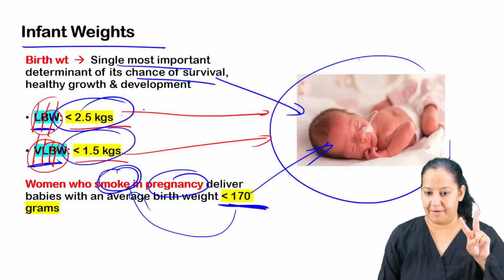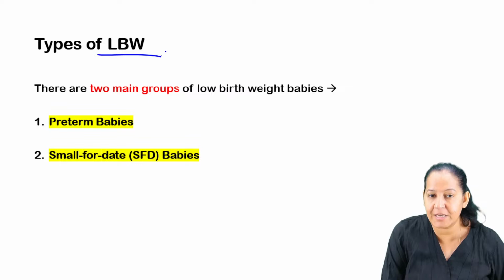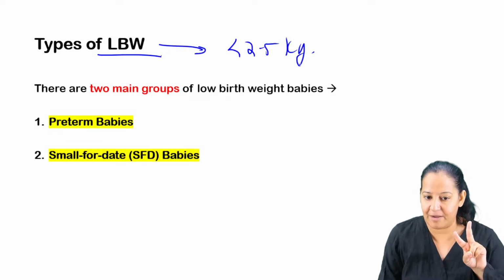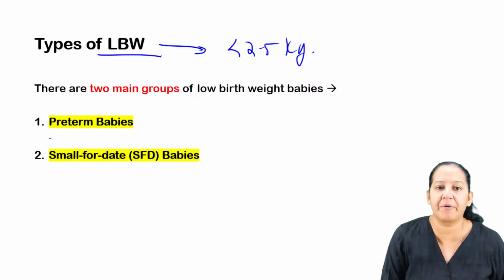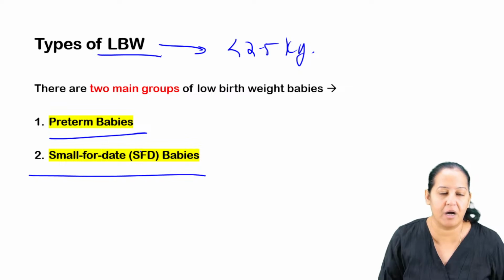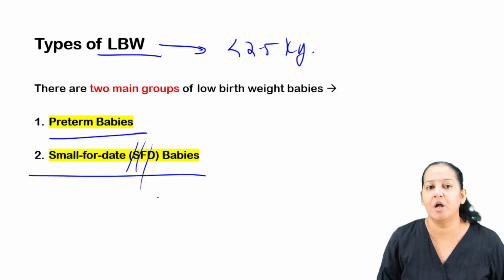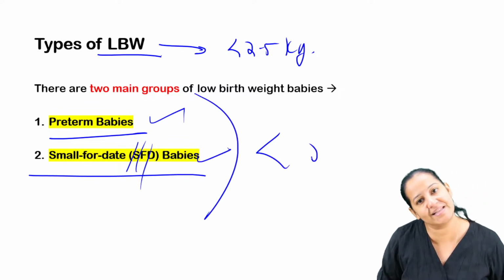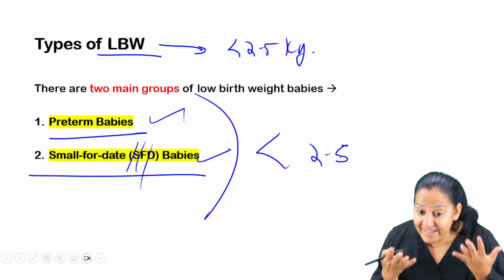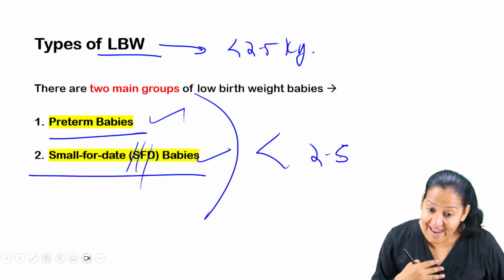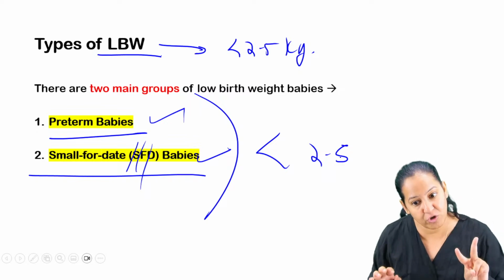Now there are two types of LBW. LBW is a newborn whose birth weight is less than 2.5 kg. There are two causes of LBW, or two types of LBW. Number one, preterm babies. Number two, small for date babies, SFD. What do you mean by preterm babies? And what do you mean by SFD? In both of them, the birth weight is less than 2.5 kg. I agree, but the reason is different. These are the two types of LBW.